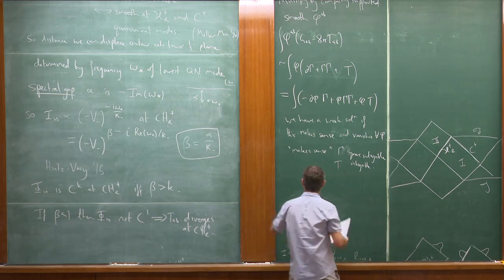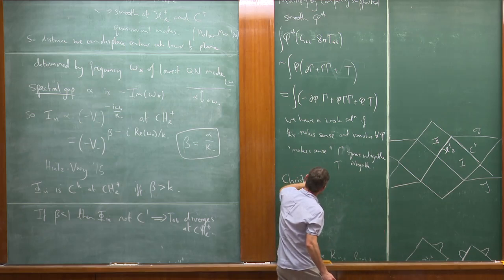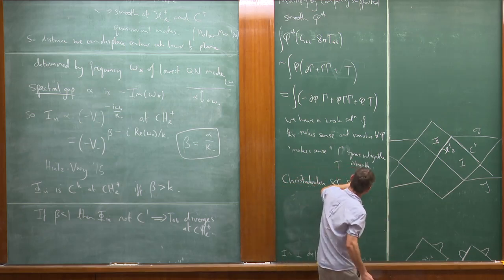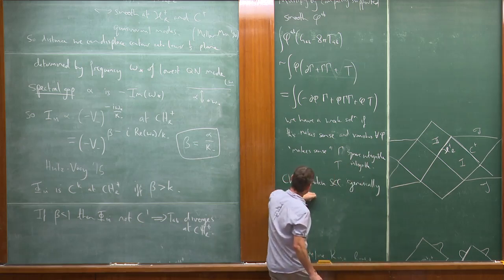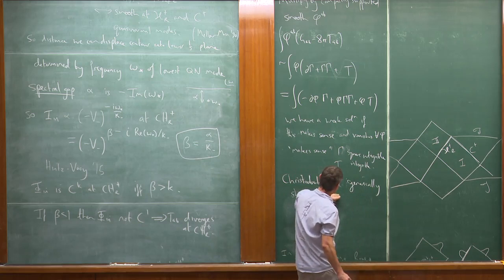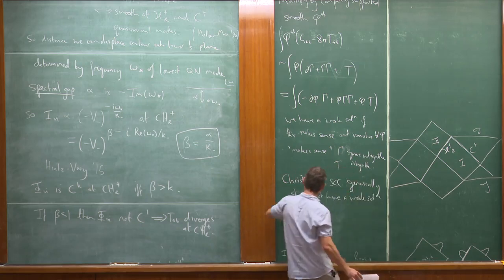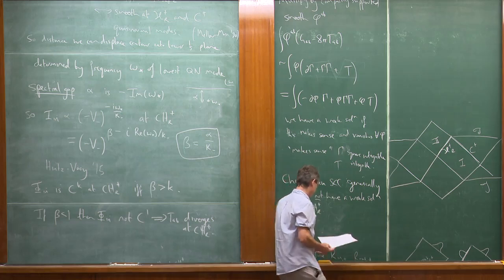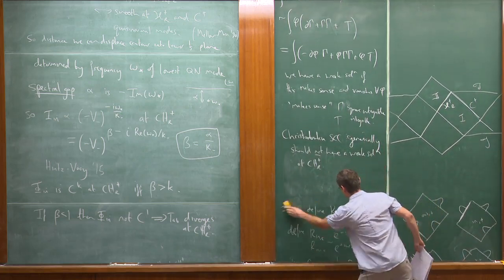So I should have said, Christodoulou's version of strong cosmic censorship: generically, we should not have a weak solution. Beta bigger than half, roughly because beta is the singularity of a first derivative, and therefore it's a singularity of Γ. I'll do it, it's a trivial calculation.